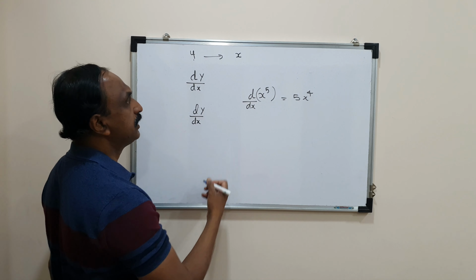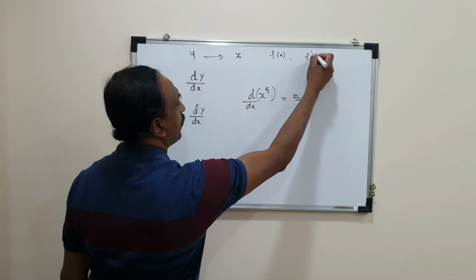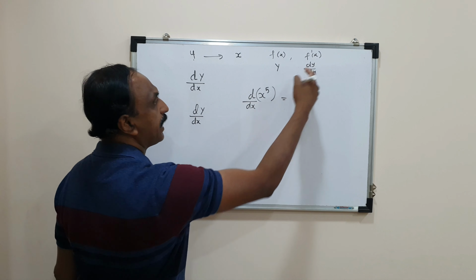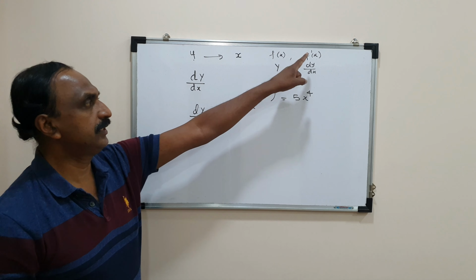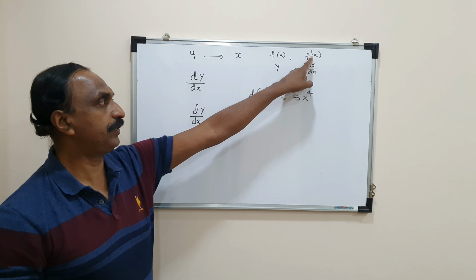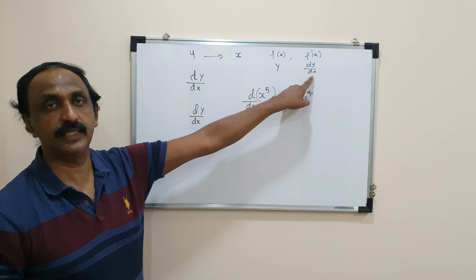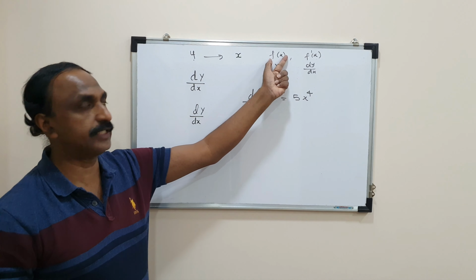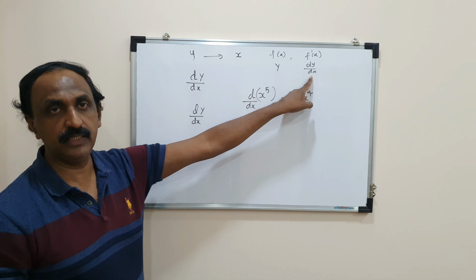So in other words, if I use f of x and f dash x or f prime x, y and the derivative of y both mean the same. There is no difference between the two. A function can be denoted by y. The derivative of f of x can be denoted by f prime x. It can also be denoted by dy by dx. So there are two ways to notate the derivative of a function: one by putting a prime, another by writing dy by dx.